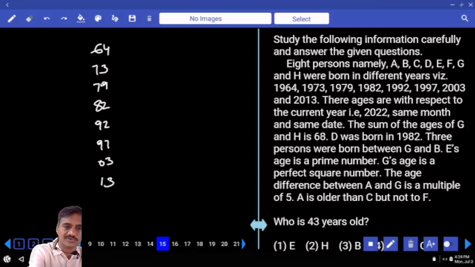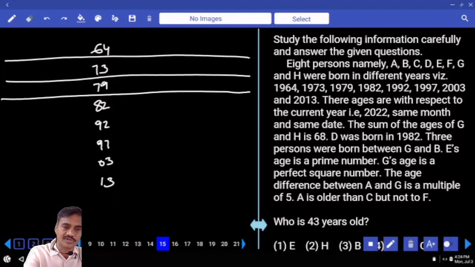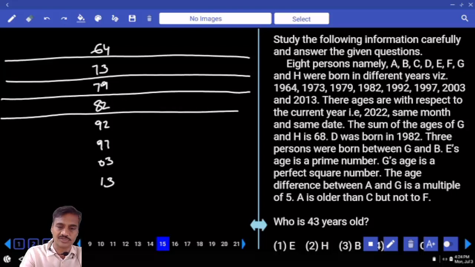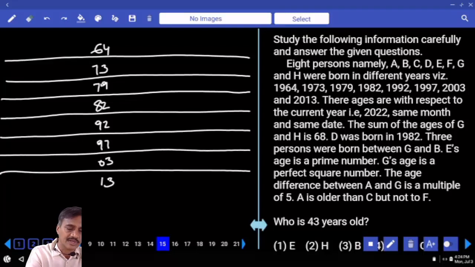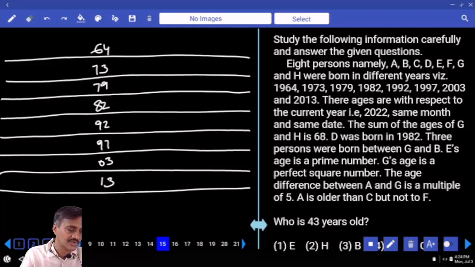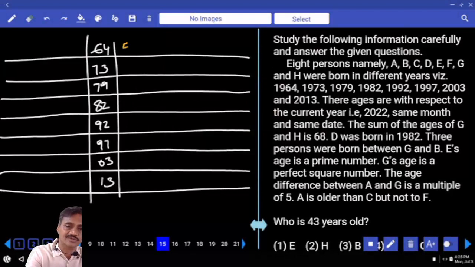And base year was also clearly given. And what was the base year here? 2022. Then the one who was born in the year 1964, tell me what is his age by 2022? 64, 36 plus 22, and 36 plus 22 is 58, and the person who was born in the year 1964 will be 58 years.